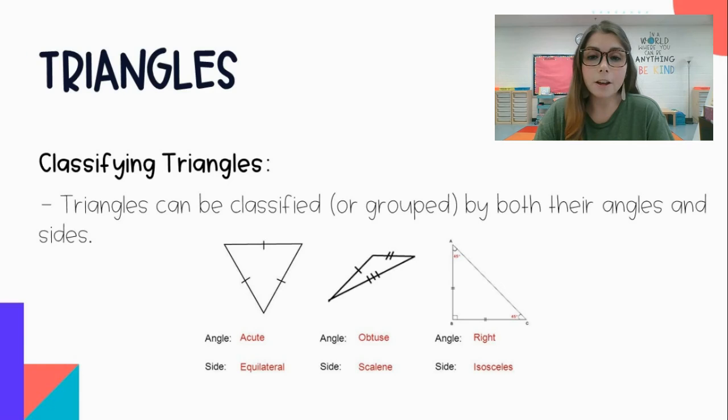Finally, on the right, we have a right isosceles triangle. A right triangle because it has a right angle that measures 90 degrees, and isosceles because it has two sides that are of equal length, noted there with the hash marks on the sides.